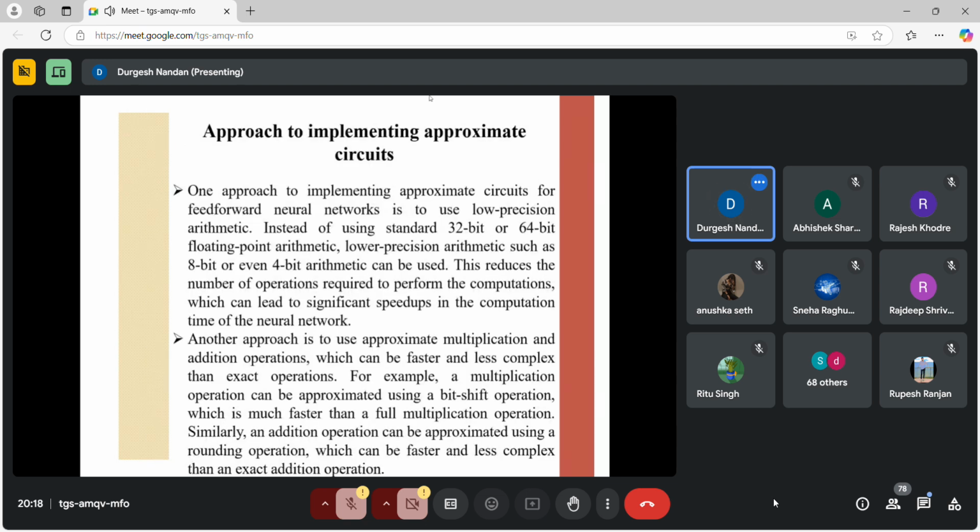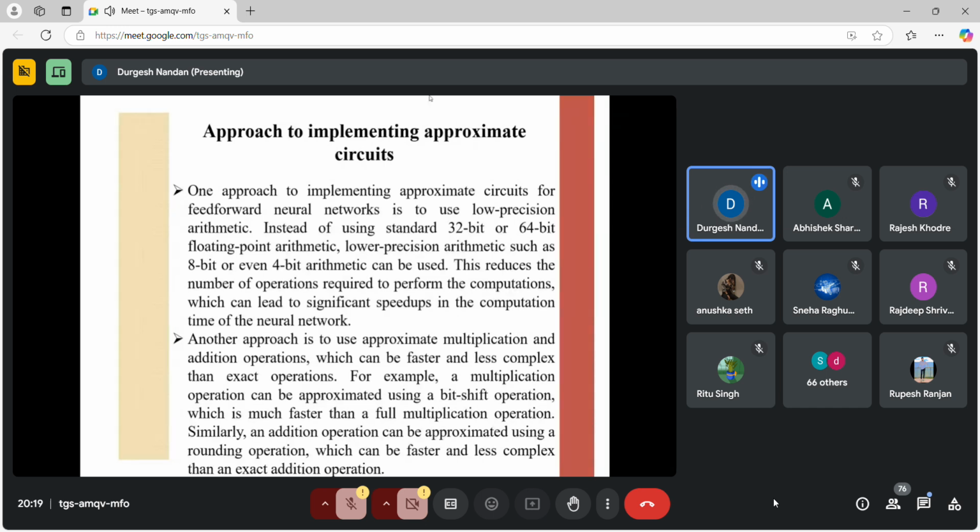Now we come to the general approaches to implementing approximate circuits. Many approaches are possible. I already described several types of multiplication approaches and several types of adder approaches. Here I try to give you an idea about the general practices.